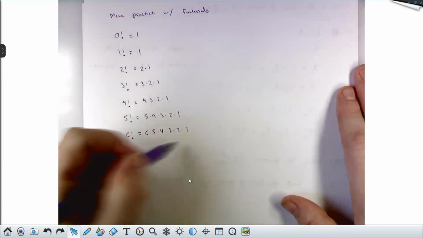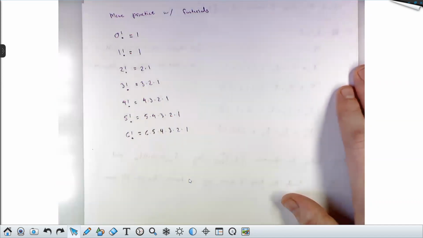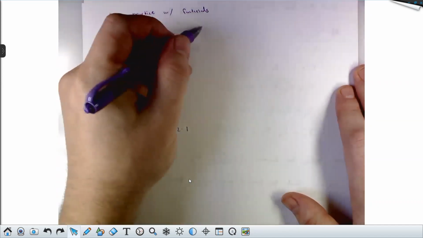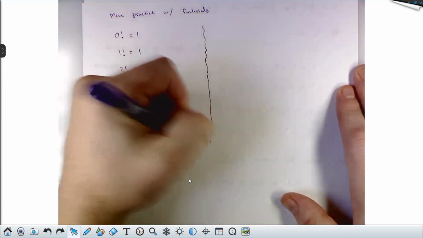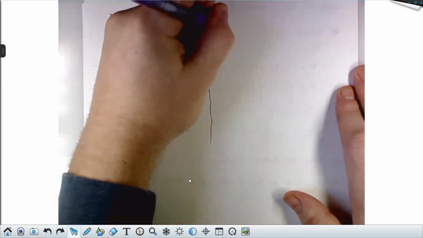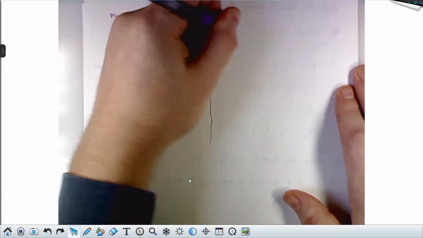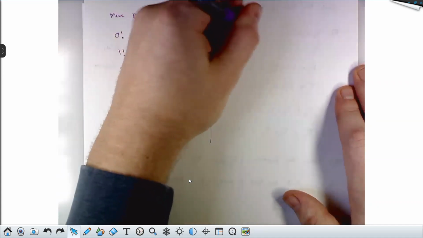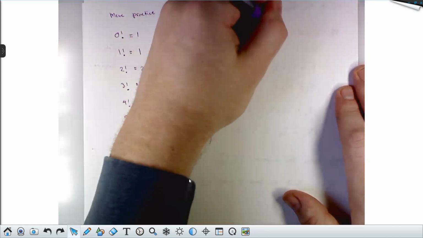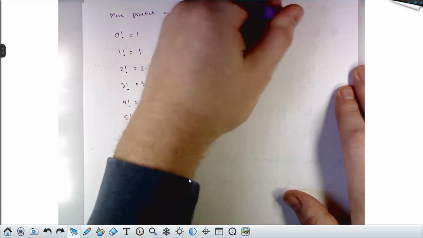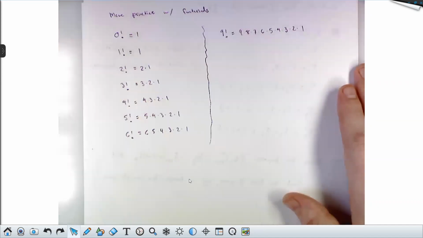And these get really big, right? This is 120, this is 720. And beyond that, I don't have them memorized. They're just enormous. But if we wanted to, we could compute like 9 factorial. It's 9 times 8 times 7 times 6 times 5 times 4 times 3 times 2 times 1, and so on.